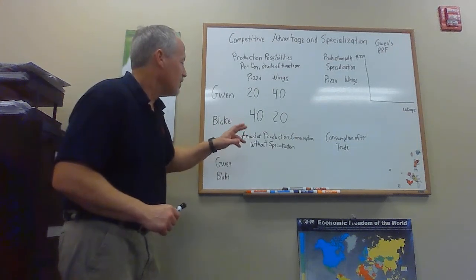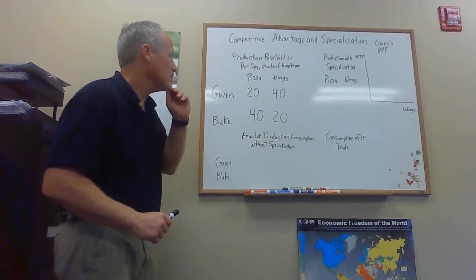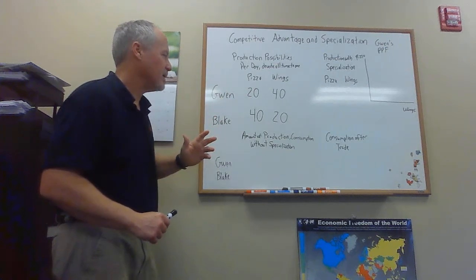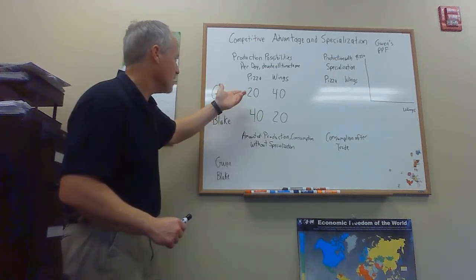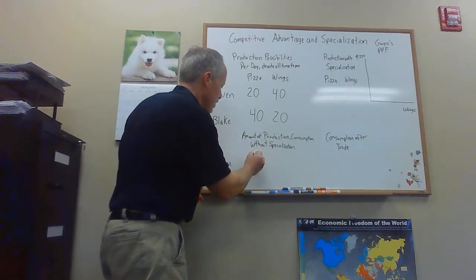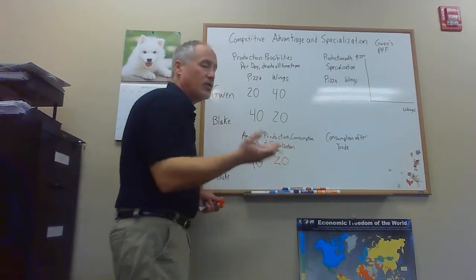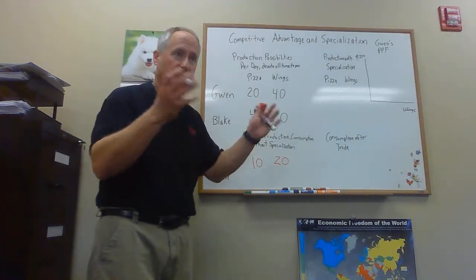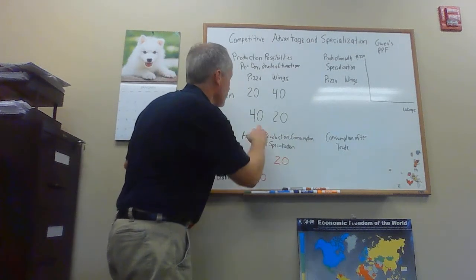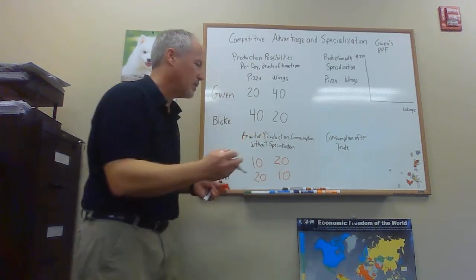Let's suppose that they have linear production possibilities. Gwen's going to put half of her day into making pizza and half her day into making wings. If she puts half a day into making pizza, she can produce half as much as what she has here. So instead of 20, she'll make 10 pizzas and 20 wings. That's what she would have to consume, because they're just in isolation. And Blake would have 20 pizzas, that's half of his total, and he produced 10 wings. So that's what they would each have.